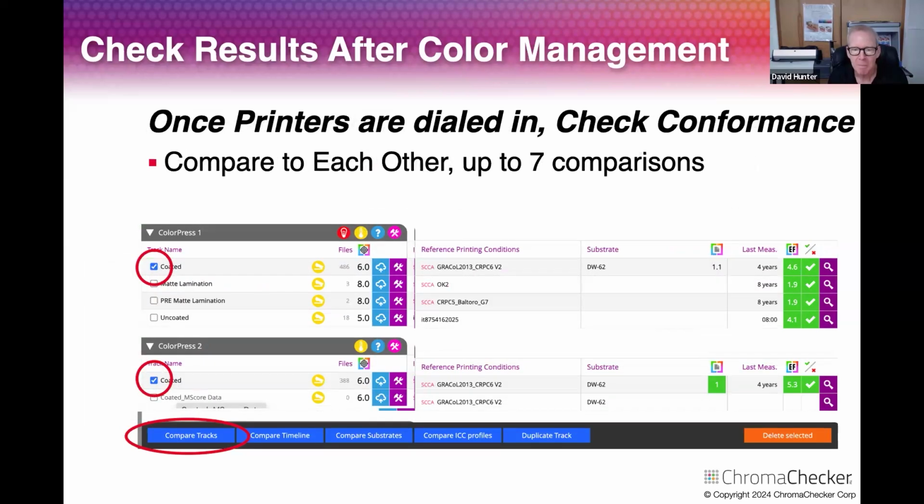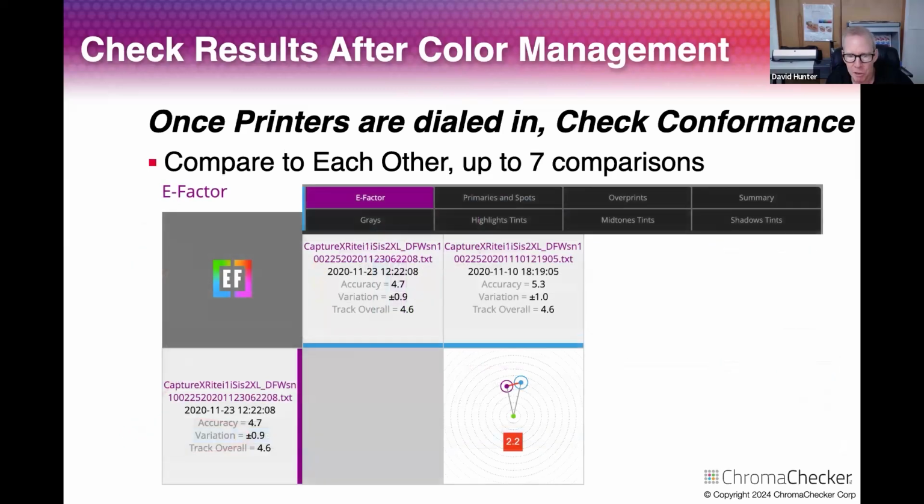And in ChromaChecker, we can compare up to 7 print conditions. When you're in Print Inspector, you click on the checkbox between your two printers and then you say compare tracks. And when I say compare tracks, it shows me that once these two printers are color managed, yes, they're both about 5 E factor to Grackle uncoated, but when they're color managed to Grackle uncoated, their E factor to one another comes to a 2.2. So the green bullseye represents Grackle uncoated. The purple one on the left is 4.7 E factor from Grackle. The blue one, ColorPress 2, is 5.3 E factor to Grackle, but to one another, they're 2.2.